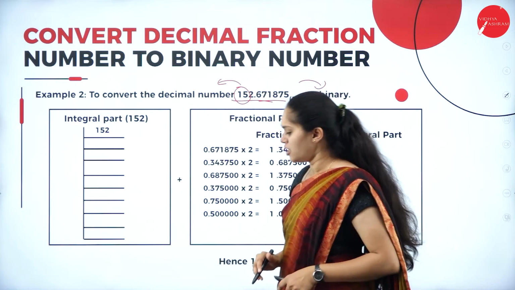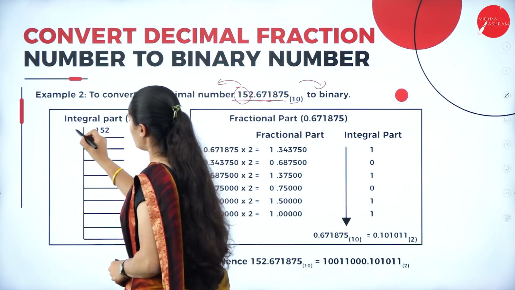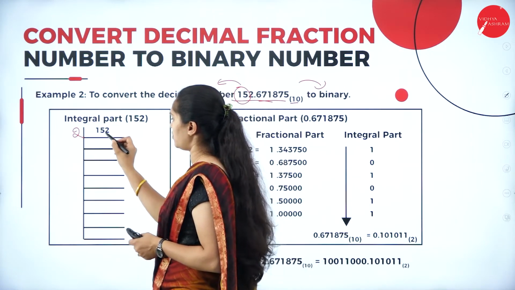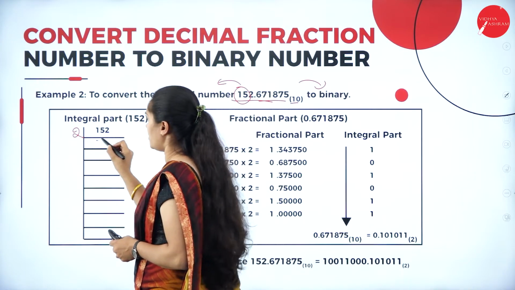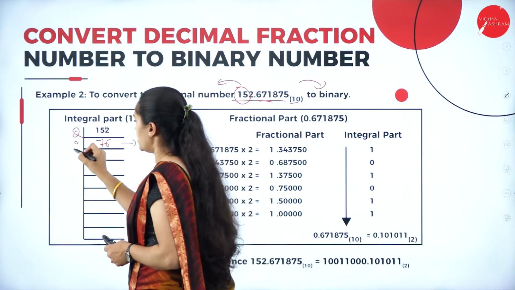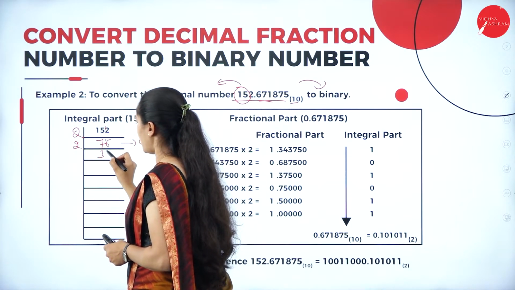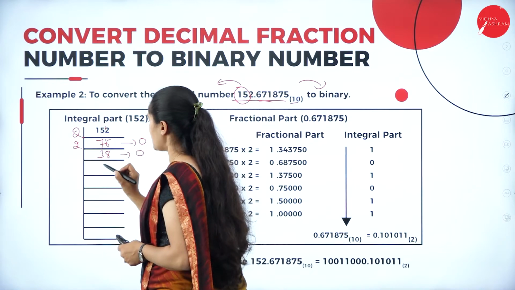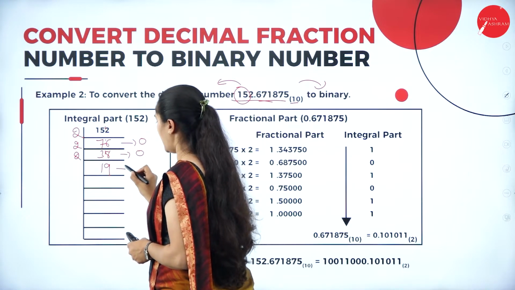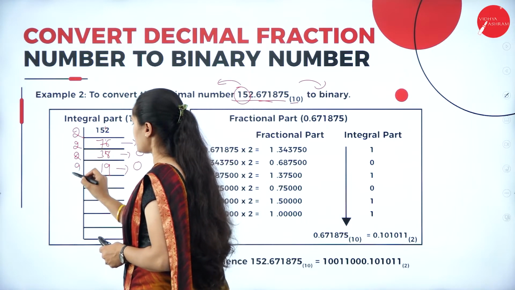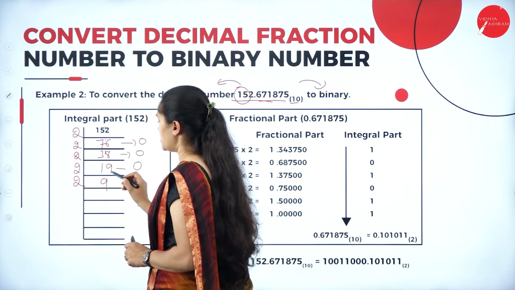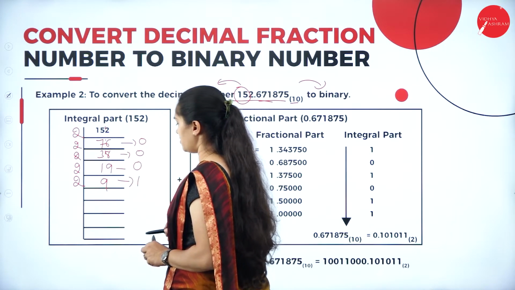So 152, we'll start by dividing it by 2. Here I can't divide 1, so I will take 15. 2 7s are 14, and the remainder is 1. Bring down 2: 2 6s are 12, the remainder is 0. 2 3s are 6, 1 is the remainder. 2 8s are 16, the remainder is 0. Then 2 1s are 2, it will become 18. 2 9s are 18, it will become 0. So here we have a 19, then 2 9s are 18, so 19 minus 18, the remainder will be 1.